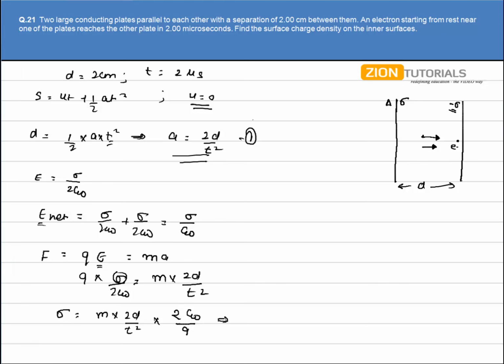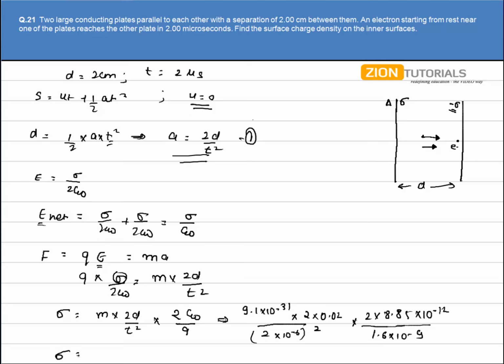So just substitute the values. m is the mass of electron, 2 times d is 2 centimeter or 0.02 meter, divided by t square, that is 2 into 10 to the power minus 6 whole square, into 2 times epsilon naught, divided by q, that is the charge of the electron. So on solving this equation, I get the value of sigma as 7.5 into 10 to the power minus 7 coulomb per meter square.